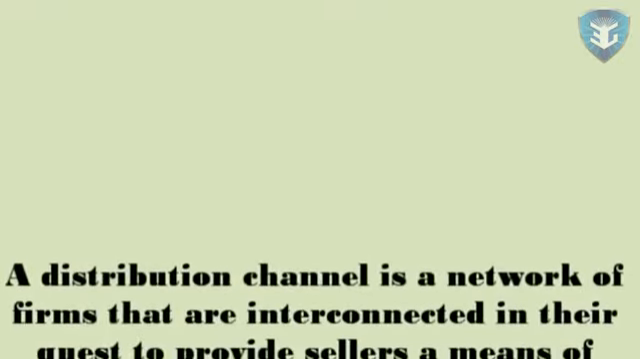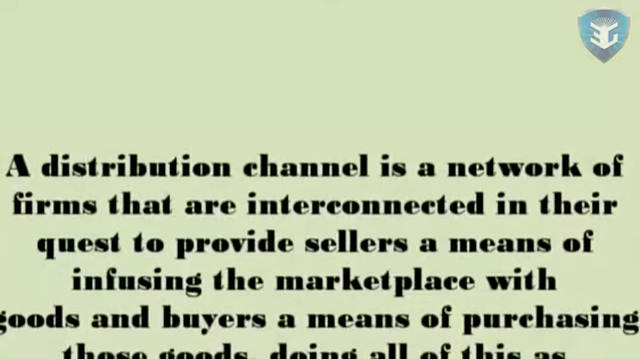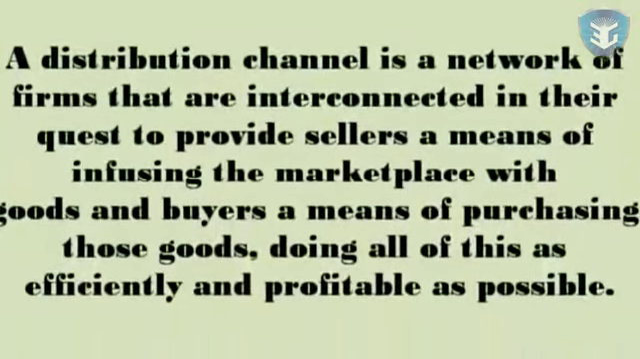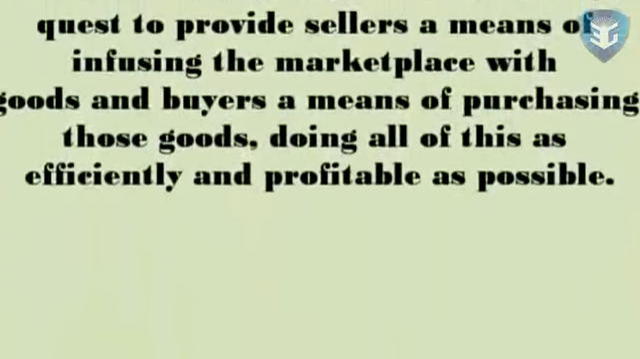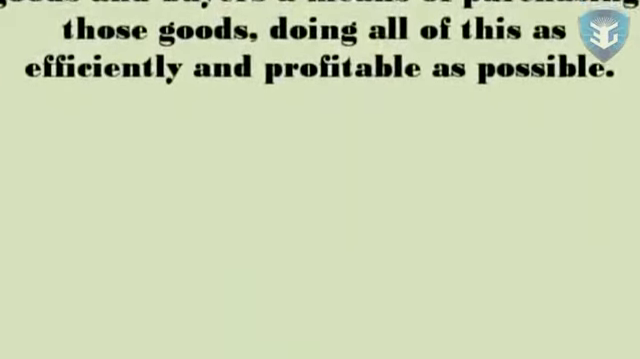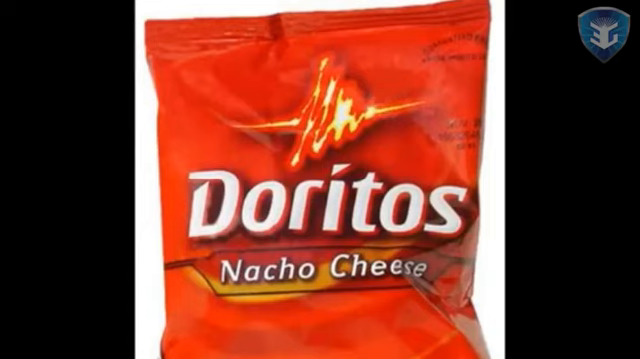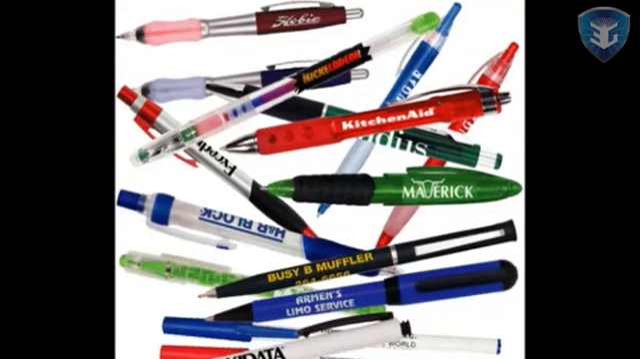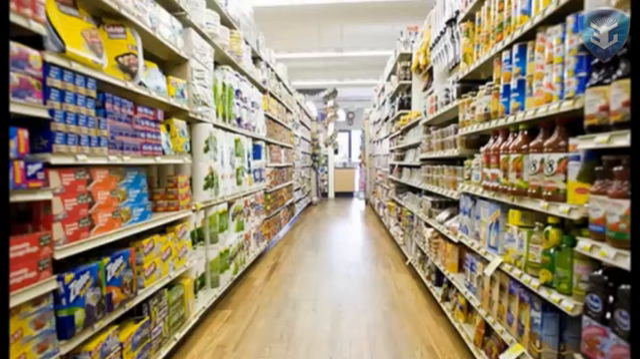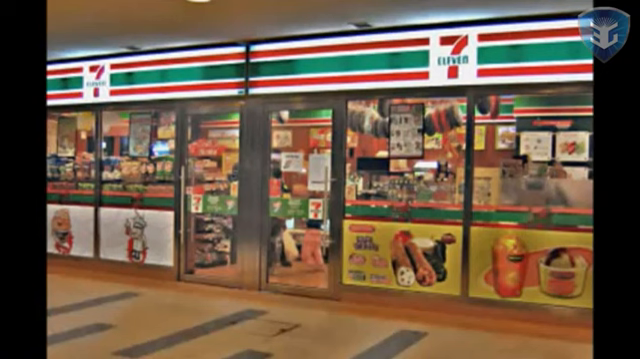A distribution channel is a network of firms that are interconnected in their quest to provide sellers a means of infusing the marketplace with goods and buyers a means of purchasing those goods, doing all of this as efficiently and profitably as possible. Just look at the distribution channels for something as simple as paper. Many consumer packaged goods such as snack foods, personal care products, and utility goods are sold in many kinds of stores like supermarkets, drugstores, and convenience stores. These products are distributed intensively.